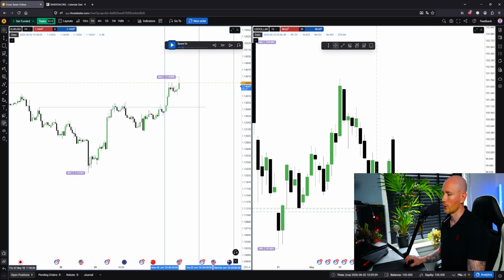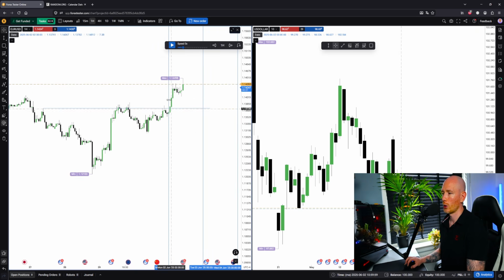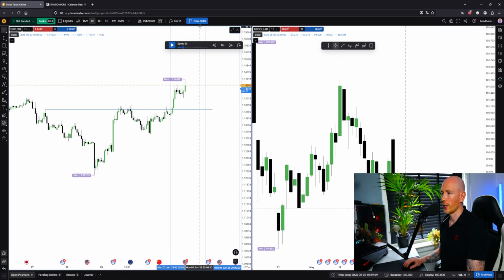Look at this daily candle, right? It took out all these lows again. So that's why we wait for Monday. We don't know yet if it will go higher or lower, and we'll react to what's happening, right? We can always switch our bias up.